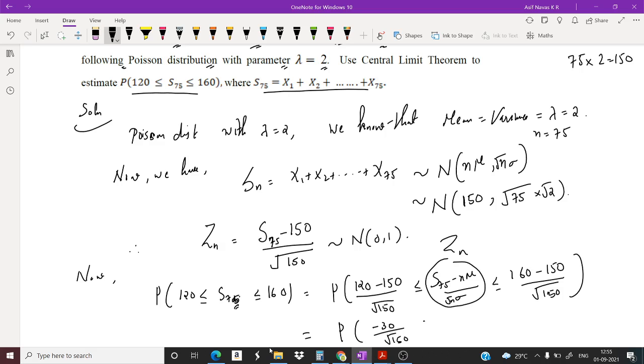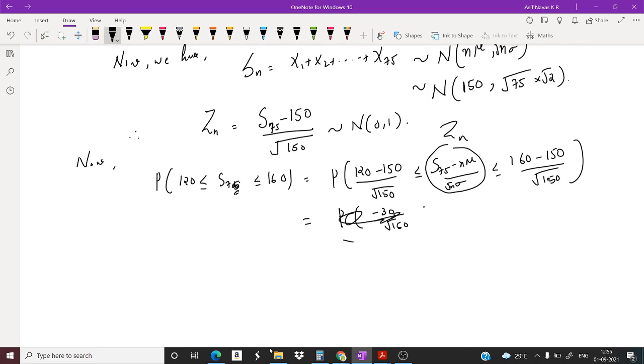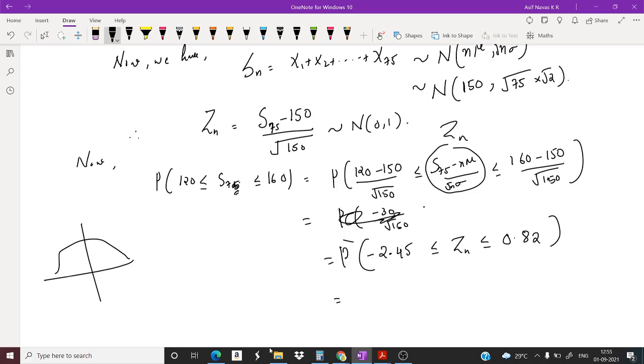I think it's P of minus 2.45 less than or equal to Zn less than or equal to 10 divided by root 150, which is 0.82. So this is the quantity, the area we have to find from the normal table. This is equal to P of Zn less than or equal to 0.82 minus P of Z less than or equal to minus 2.45.